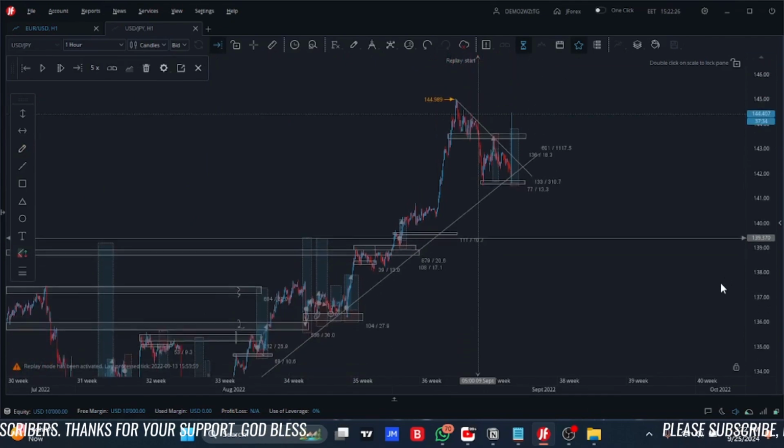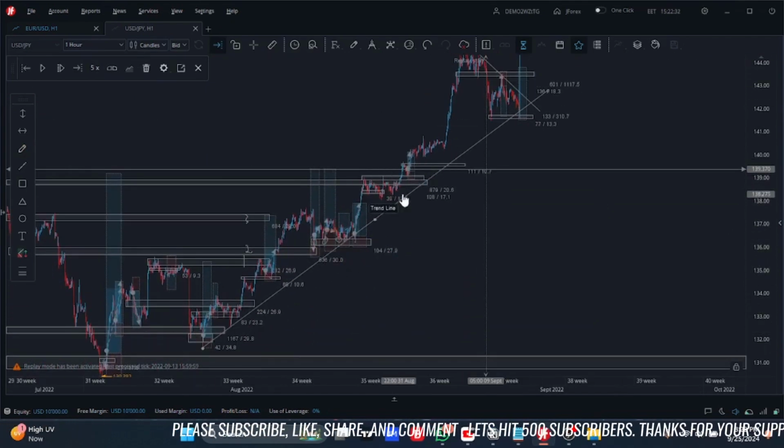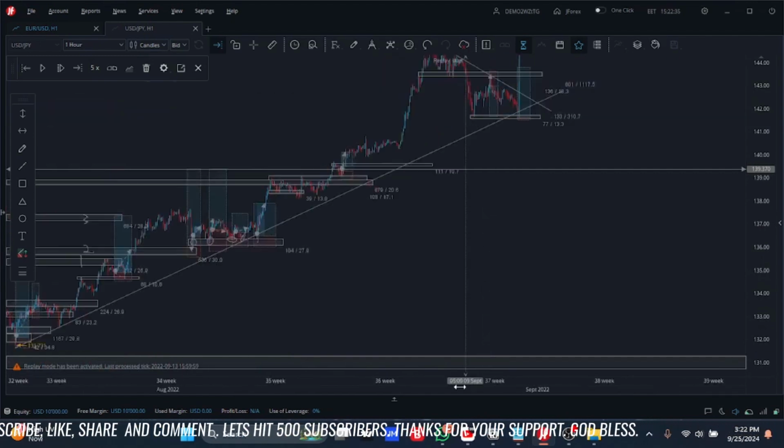Those big candlesticks are news. News push the market. They are very big candlesticks. So that is news.